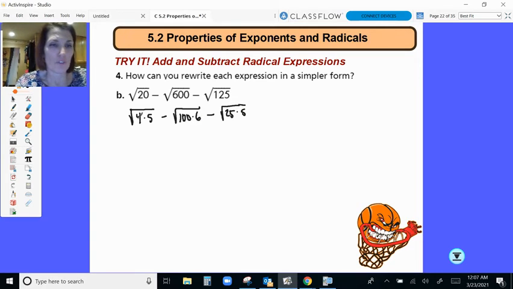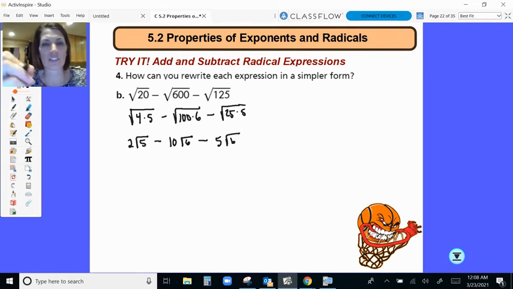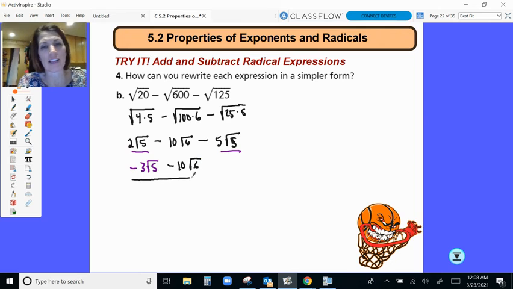Okay. So the square root of 4 is 2. So I have 2 square root of 5. The square root of 100 is 10. So 10 square root of 6. The 6 has to stay in there. Square root of 25 is 5. And the square root of 5 stays in there. Okay. So I can combine these two because they both have square root of 5. So 2 square root of 5 minus 5 square root of 5 leaves me with negative 3 square root of 5. And then I'm left with minus 10 square root of 6. And that is as far as I can go.